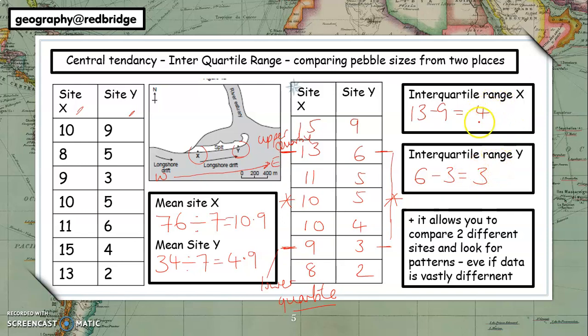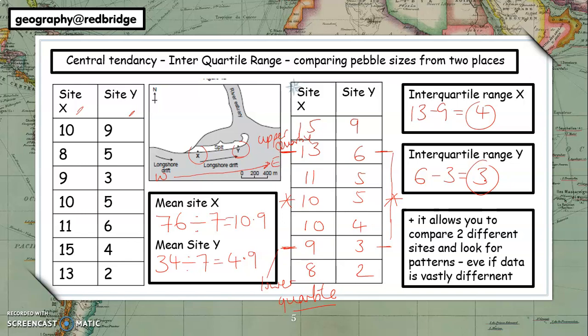So when we start to look at the interquartile ranges, 4 and 3 isn't massively different. So what we can now tell from this data is that by using the means, we know that there's a big difference. By using the medians and then the interquartile range, we can actually tell that the variety of sizes of pebbles at site X and site Y, the range of those is very, very similar. Even though the pebbles at X are much bigger, we know that the range in size is very similar to site Y. Now for a geographer, that would actually tell us that the rates of erosion are pretty consistent in both areas and not accelerated at another point.